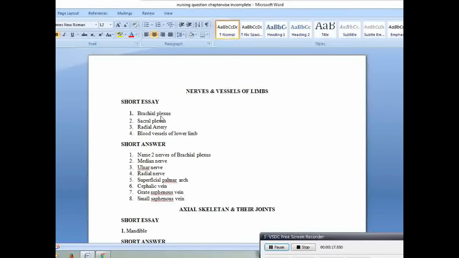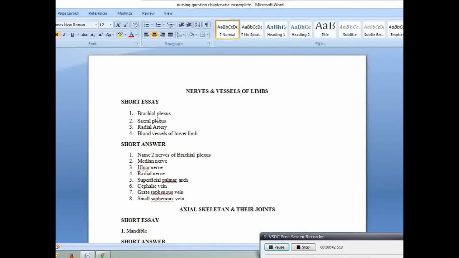Brachial plexus. As a short answer, a short essay. Brachial plexus is a group of nerves which can be seen in the axillary region. And you need to explain the formation of brachial plexus, and you need to write about the branches and the clinical aspects of it.